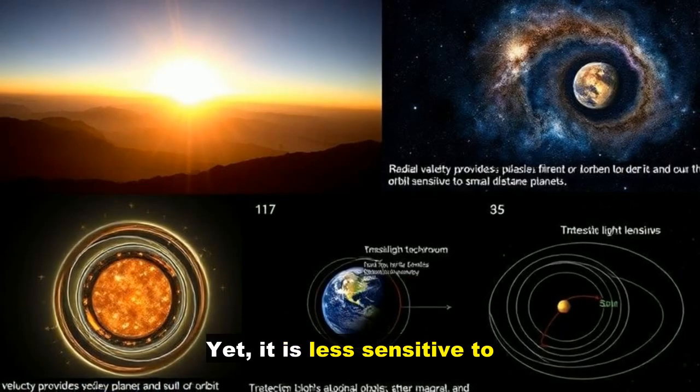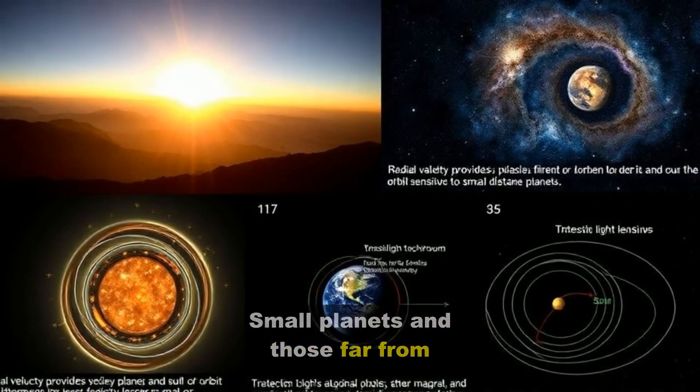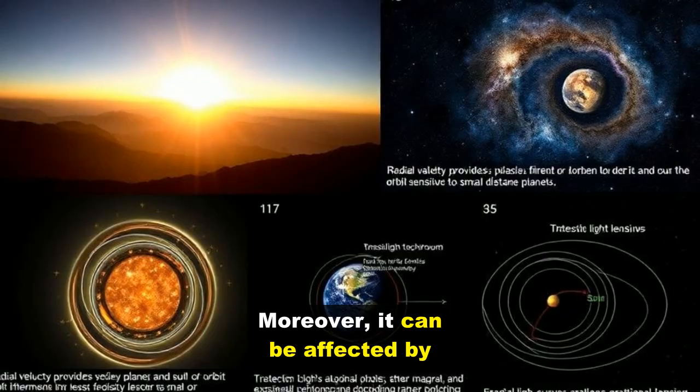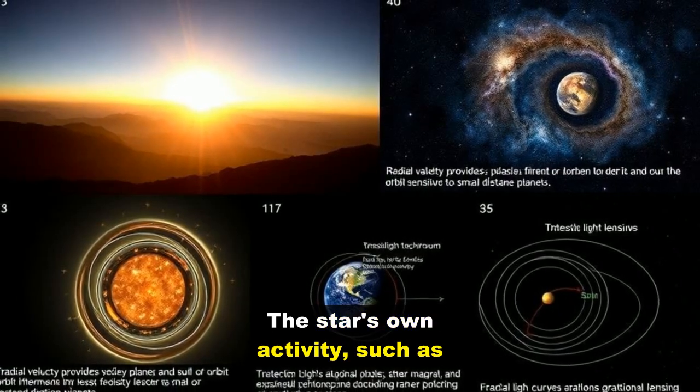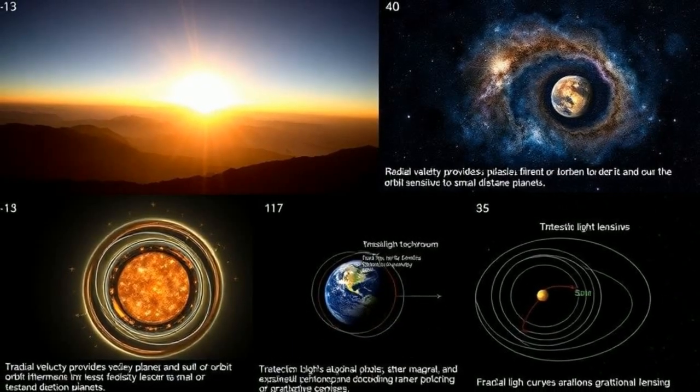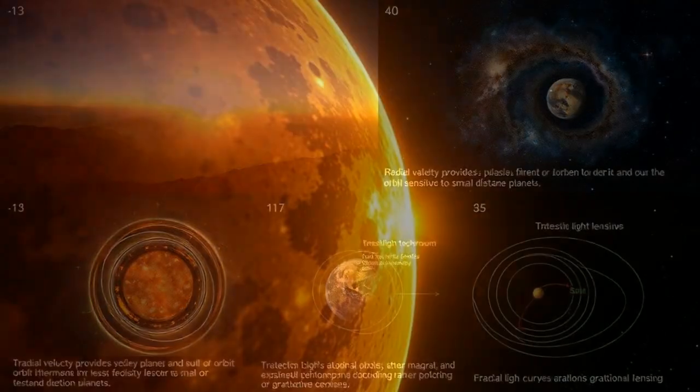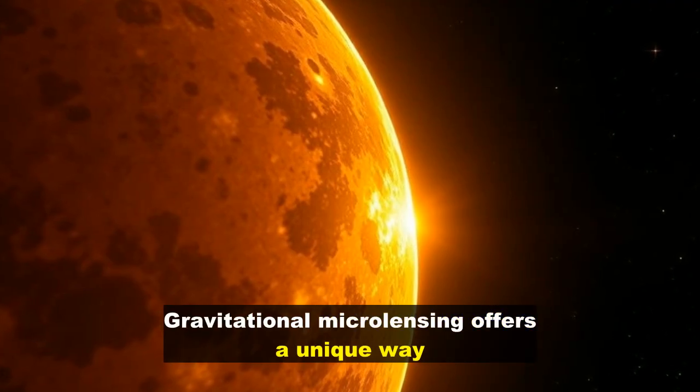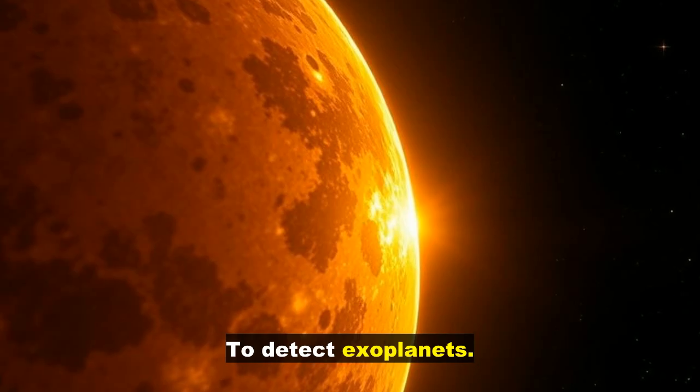Yet, it is less sensitive to small planets and those far from their stars. Moreover, it can be affected by the star's own activity, such as sunspots and convection, which can mimic the signals of planets. Gravitational microlensing offers a unique way to detect exoplanets.